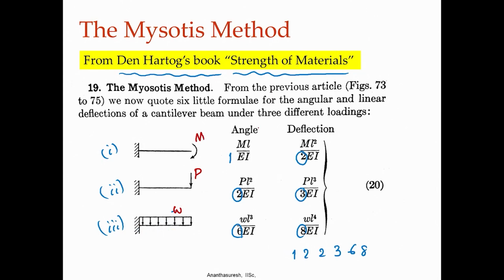So what is the end angle and end deflection? So all of them you can see the form ML by EI, and there is 1, ML square by 2 EI, PL square by 2 EI, PL cube by 3 EI, WL cube by 6 EI, WL to the 4 by 8 EI. So these numbers, if you remember, their form is easy to remember by just looking at the dimension of the quantity. This has no dimension, it is an angle. Deflection should have length units or length dimension, right. So if you remember 1, 2, 2, 3, 6, 8, then you can solve any beam problem for any boundary condition. So that is the Myosotis method.